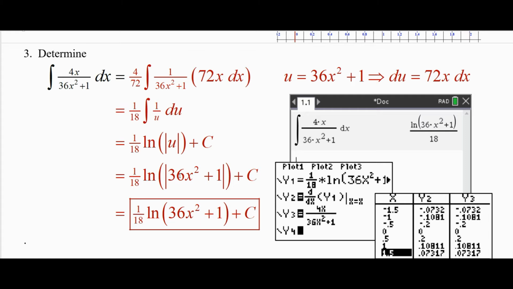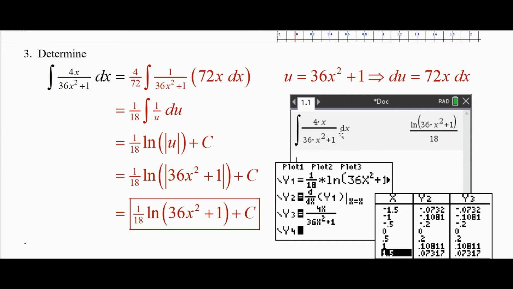Notice that x squared is positive or 0, and when you multiply by 36 and then add 1, you're at least 1. So that absolute value is not needed. We get to this right here. So the final answer is 1/18 times the natural logarithm of parentheses 36x squared plus 1, close parentheses, plus c.